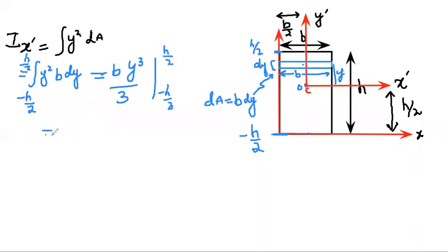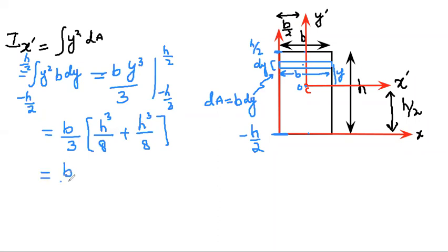Okay, which is equal to b by 3. Then this is y cube, this is h cube by 8, minus, this is h minus, this will be h cube by 8, but minus, minus will become plus. This will be again h cube by 8. That will be equal to twice h cube by 8, that is equal to b by 3 multiplied by h cube by 4. That is equal to 1 by 12 bh cube.